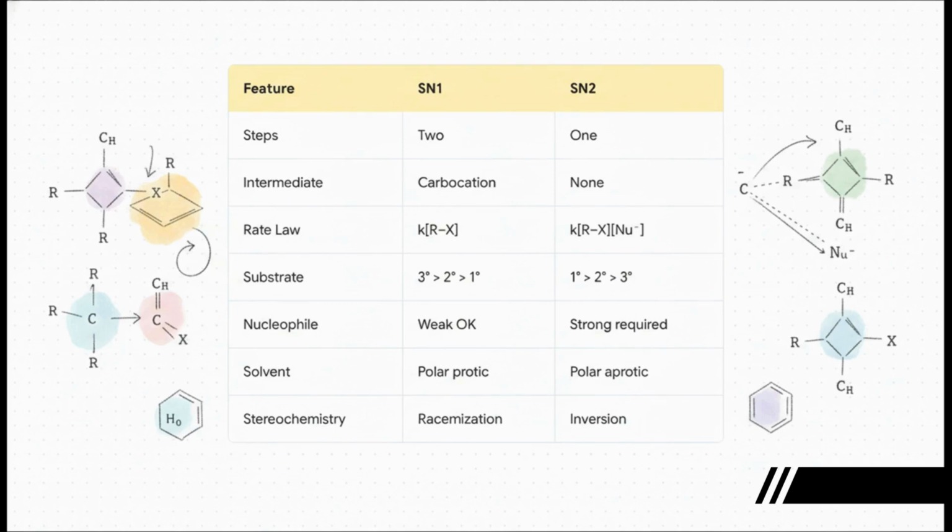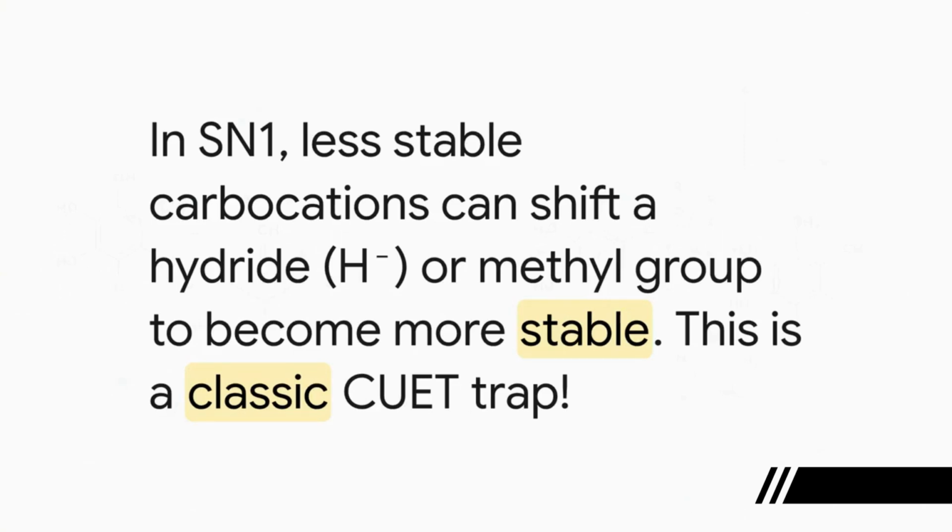Screenshot this, write it down, commit it to memory. This is everything. I really have to stop and emphasize this point because, mark my words, this is a classic CUET trap. In an SN1 reaction, if that carbocation that forms can become more stable by shifting something around, like a hydrogen or a methyl group, it absolutely will. It'll go from, say, a secondary to a tertiary carbocation in a heartbeat. You have to be on the lookout for this. It's one of the favorite tricks that question setters use to catch students off guard.